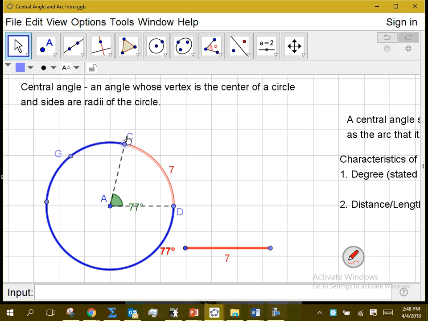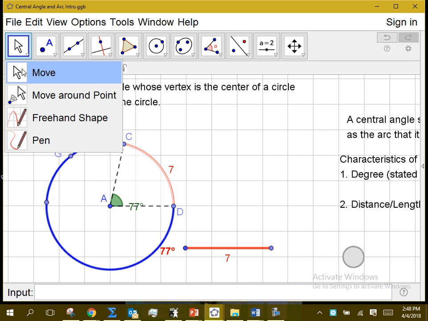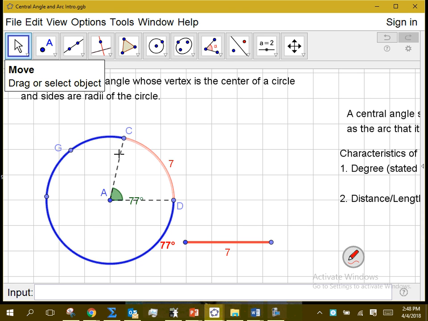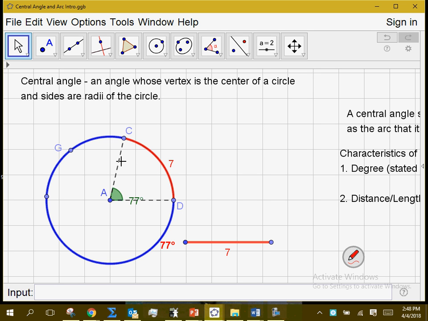That side right there, A to C, is a radius of our circle. I'm trying to click on it, won't let me. All right, so that is a radius of our circle. That is a radius of our circle. So the angle that is created by those two radii, as long as the vertex is on the center and A is the center of the circle, we have a central angle.